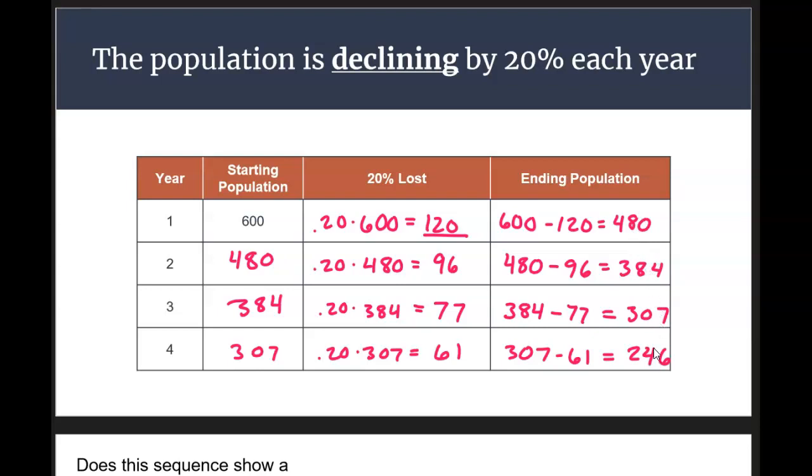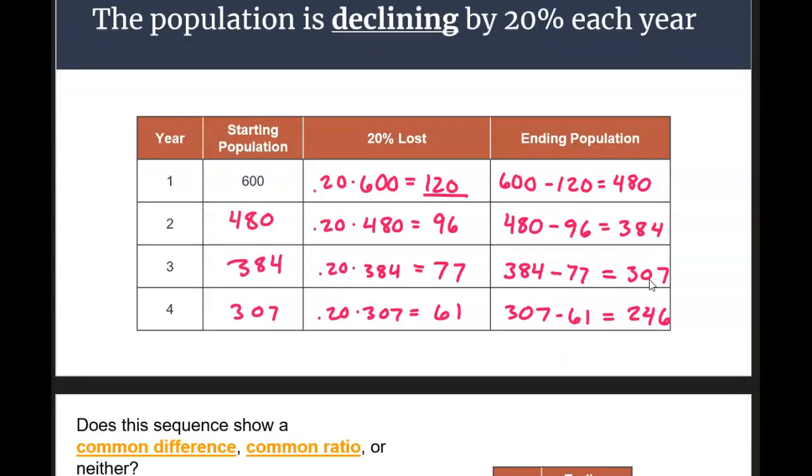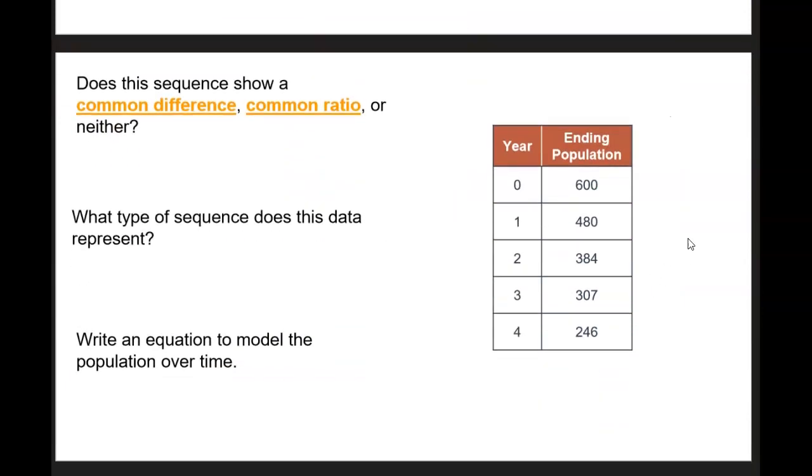We're going to look at how the population is changing each year. And the question is, does this describe a common difference, a common ratio, or neither? How are these changing? How can we tell? Well, our first attempt is usually to see if it's a common difference. Let's see if we're subtracting the same amount each time, because it is going down. So this would be minus 120. I can tell that because if I just go 600 minus 480, I get 120. So that's how much the difference is.